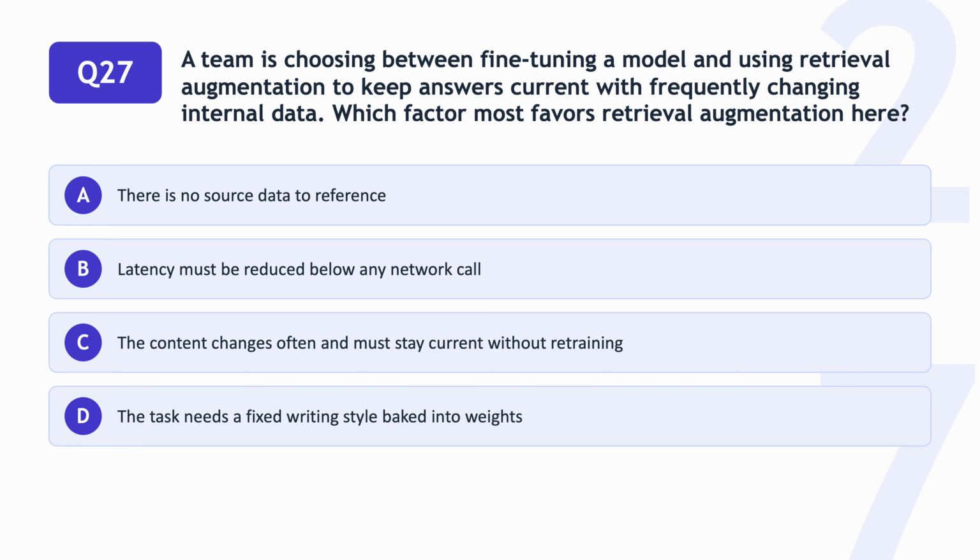Question 27. A team is choosing between fine-tuning a model and using retrieval augmentation to keep answers current with frequently changing internal data. Which factor most favors retrieval augmentation here? A. There is no source data to reference. B. Latency must be reduced below any network call. C. The content changes often and must stay current without retraining. D. The task needs a fixed writing style baked into weights. Pause the video if you don't want the answer yet.